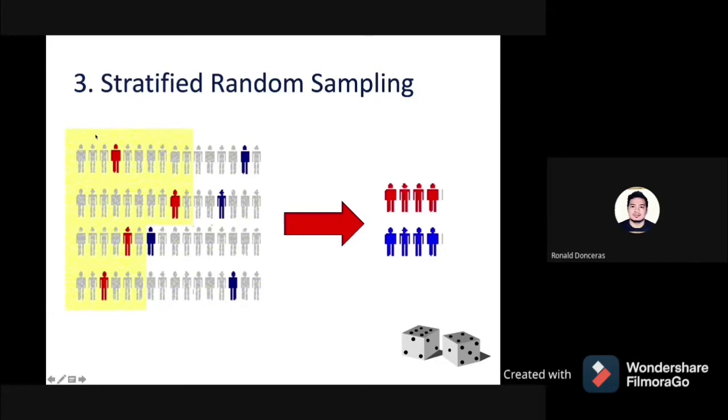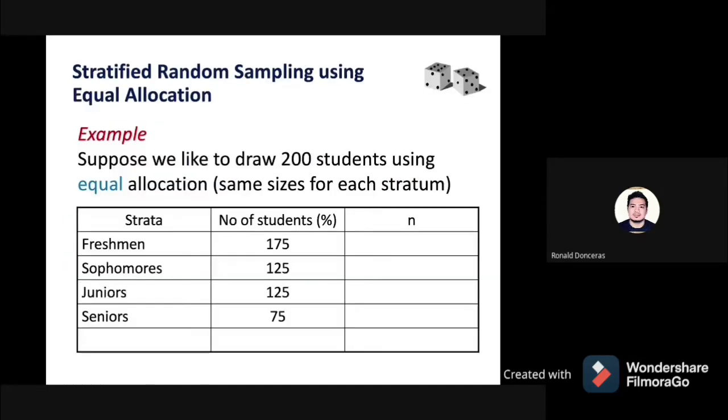So from that, nag-create din tayo ng shaded portion. And in each stratum, kumuha tayo ng mga representatives, okay? Para ma-comprise natin itong 8 sample size natin. Now, stratified sampling po, we have the so-called equal allocation and we also have proportional allocation. Ano ba ang kaibahan nilang dalawa?